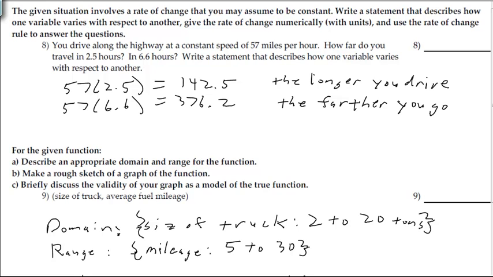Number 8, you drive on a highway at 57 miles an hour for 2.5 hours. So just distance equals rate times time. Multiply them, you go 142.5 miles. If you do it for 6.6 hours, you're going to go 376.2.